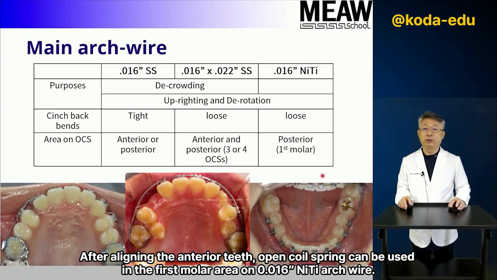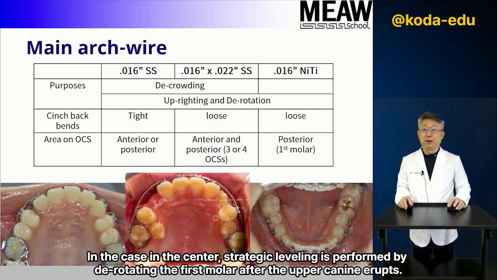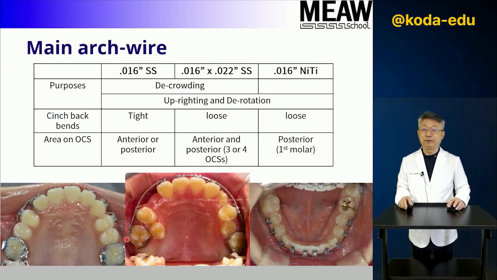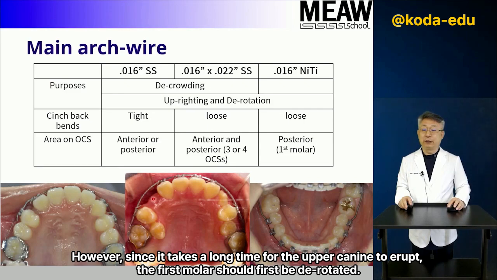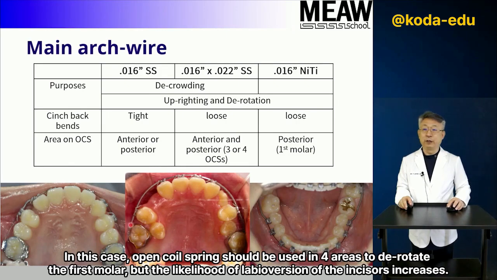wire. In the case in the center, strategic leveling is performed by derotating the first molar after the upper canine erupts. However, since it takes a long time for the upper canine to erupt, the first molar should first be derotated. In this case, open coil spring should be used in 4 areas to derotate the first molar. But the likelihood of labioversion of the incisors increases.